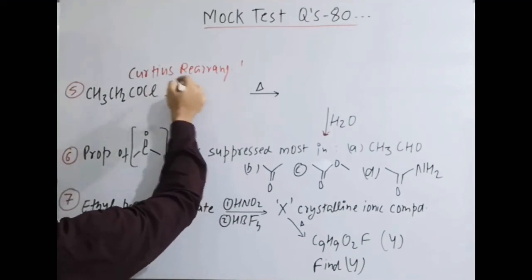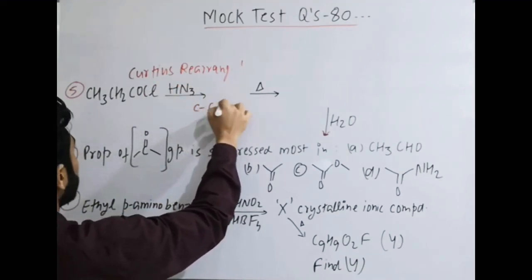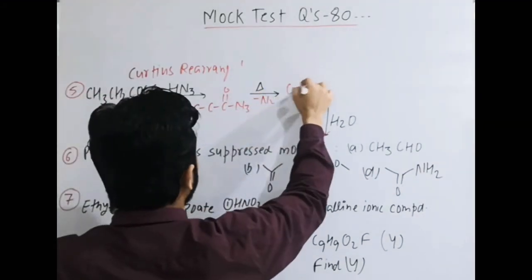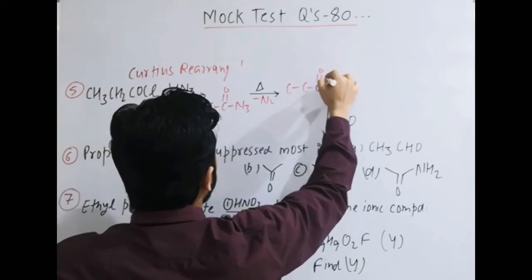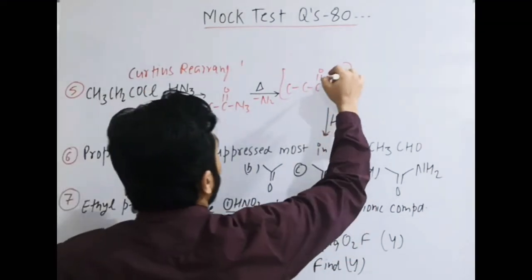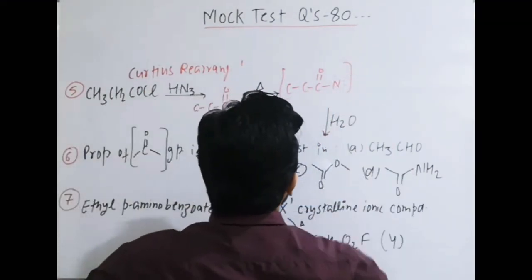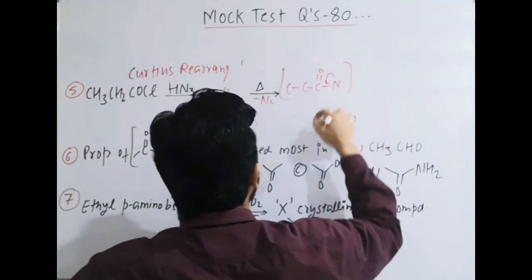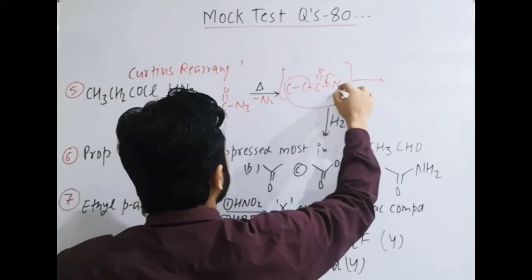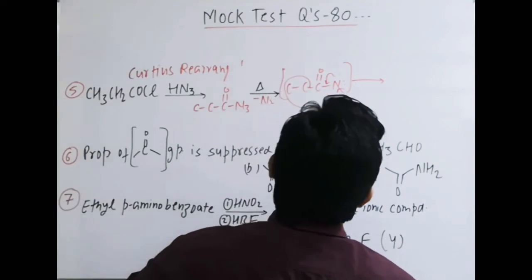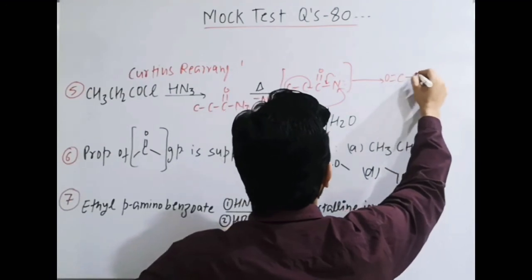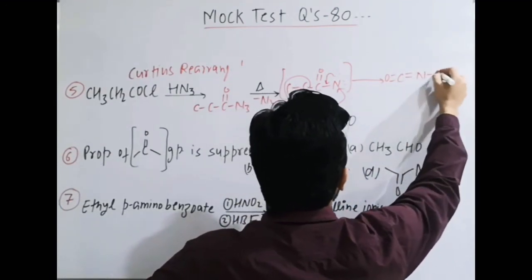After treating with HN3, Cl leaves, N3 will attack, and it forms CH3CH2CON3. Then after heating, N2 gas is evolved and it forms nitrene. Then the nitrene undergoes rearrangement. This is the slowest step, and when it forms a double bond, the R group migrates to nitrogen and it forms C double bond O, double bond N, and 2 carbons.